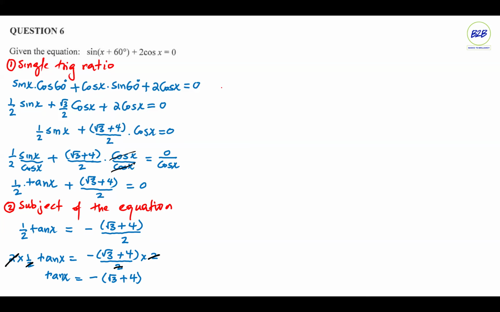Let us then move into our third step, which is to determine the reference angle. Very easy from this point onwards. What is our reference angle? It will be the inverse of tan, which is shift tan, then we get the inverse. We substitute the constant. The constant in this case is negative root 3 plus 4. We will then take root 3 plus 4 and leave out that negative.